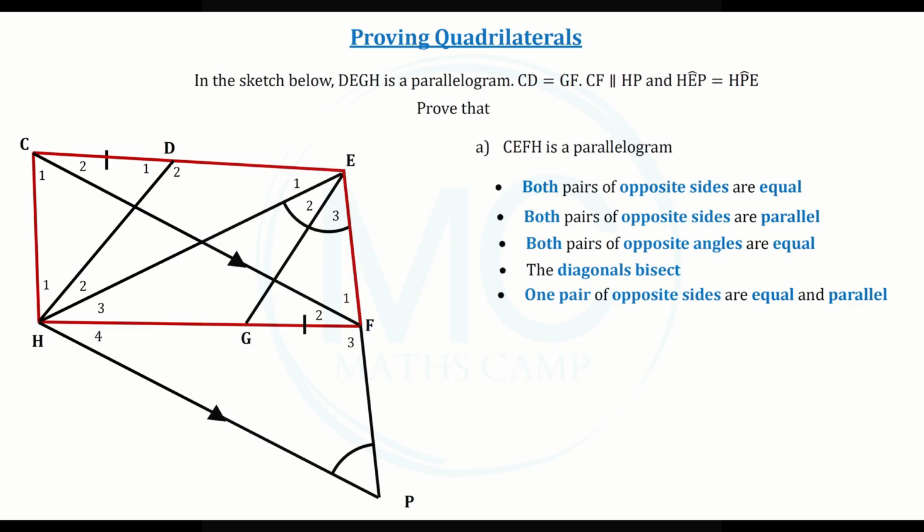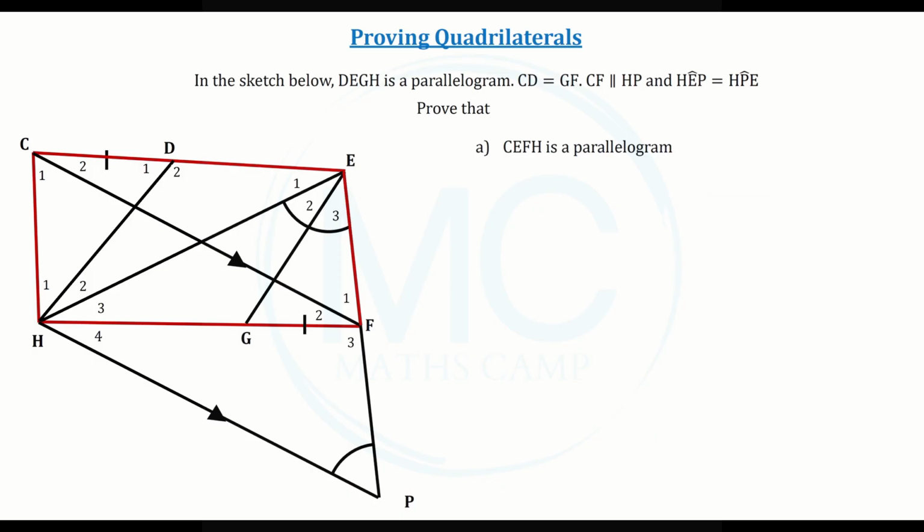So let's see what we have to work with. The question tells us that DEGH is a parallelogram. So let's make it green. DE sits on CE and HG sits on HF. We know that the opposite sides of a parallelogram are equal. So we know that DE is the same length as HG. So let's put a small green line on DE and on HG to show that they are equal.